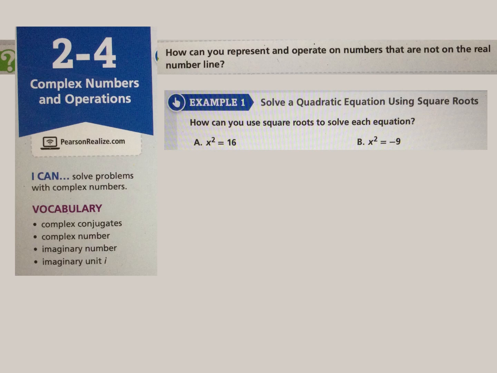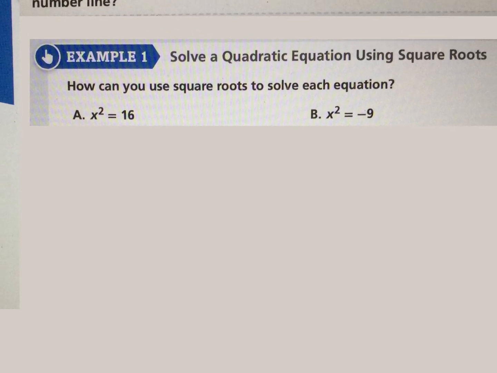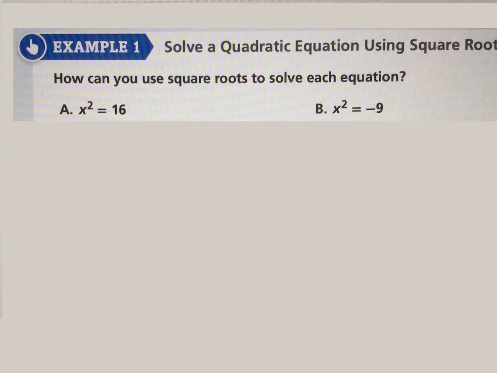In this lesson, we're going to talk about how to solve problems with complex numbers. So first, let's talk about what complex numbers are. And we're going to do that by trying to solve these two equations. We're going to solve quadratic equations using square roots.